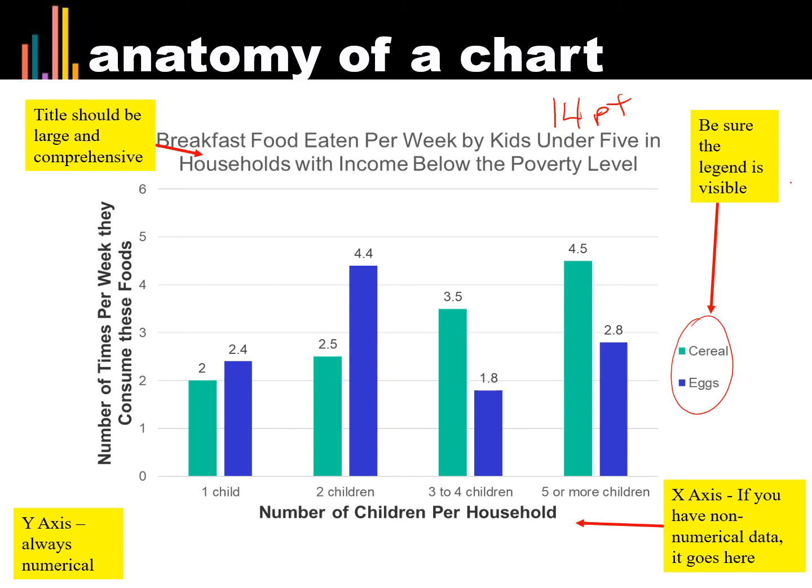Make sure you have these labels, right? Even if you think it's obvious. So let's say this said Monday, Tuesday, Wednesday. You still want days of the week below that, okay? Especially on this side: number of times per week they consume these foods. Once, twice, 3 times, right? You need to have those labels on there. Remember too that this is your x-axis down here. Non-numerical data goes here, and the y-axis is always your numbers.